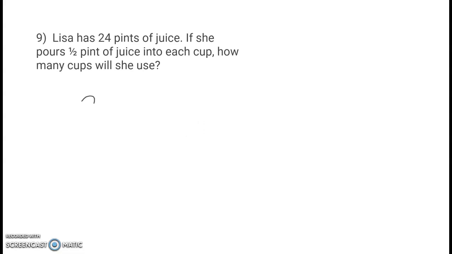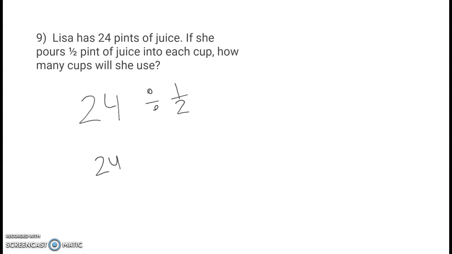So this is actually division. 24 pints. I'm actually going to take off that little part right there. Just do 24. And we're going to be dividing it into 1/2 pint into each cup. So I'm going to do my keep, change, flip.